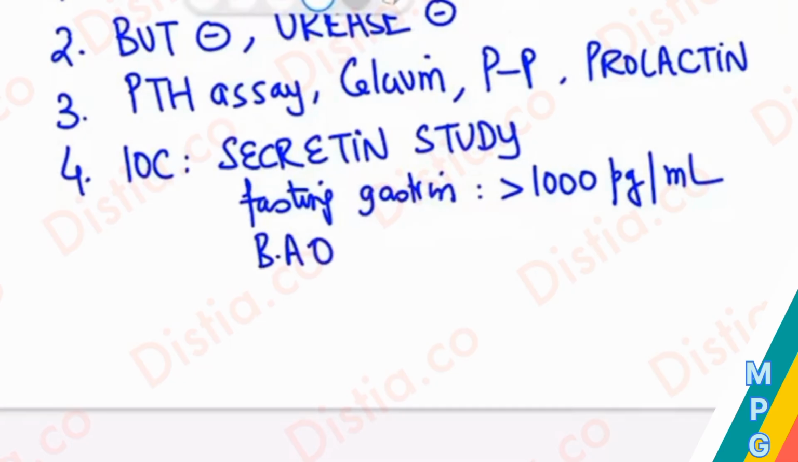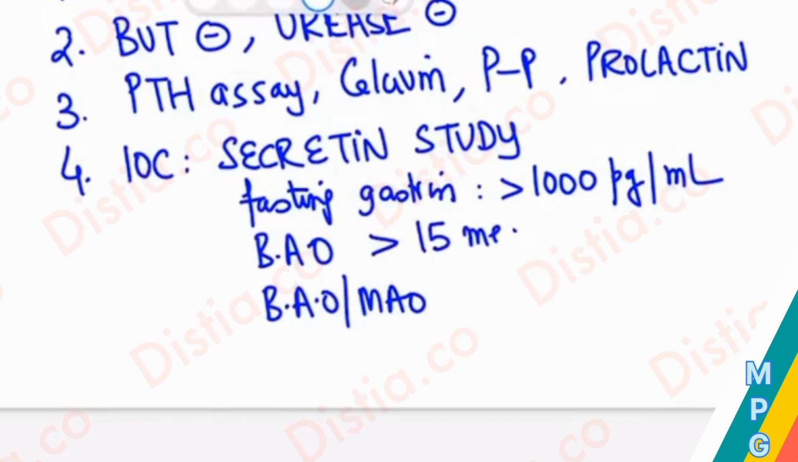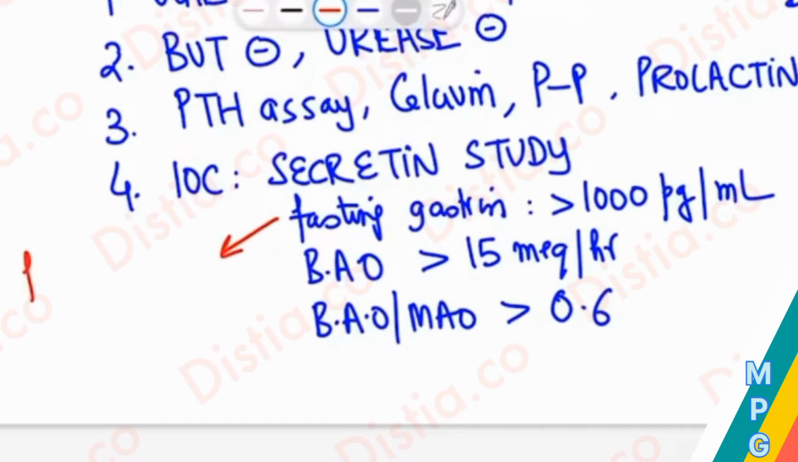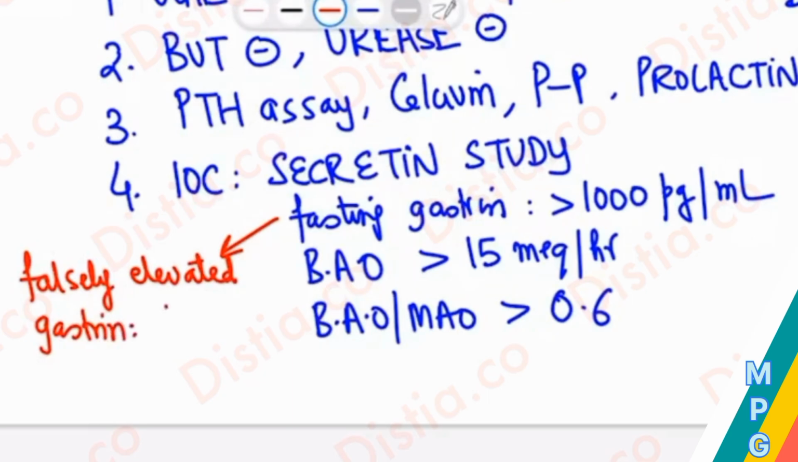Another term that will be useful for diagnosis is basal acid output, or it might say basal acid output divided by maximal acid output ratio. Basal acid output values given in the question of more than 15 milliequivalents per hour, or this ratio more than 0.6, again contribute to the fact that there is definitely a tumor present in this person. I also want to tell you that fasting gastrin levels can be falsely elevated. Here there is a tumor, so it is elevated. But he can ask you what are the medical conditions where you can have falsely elevated gastrin values.